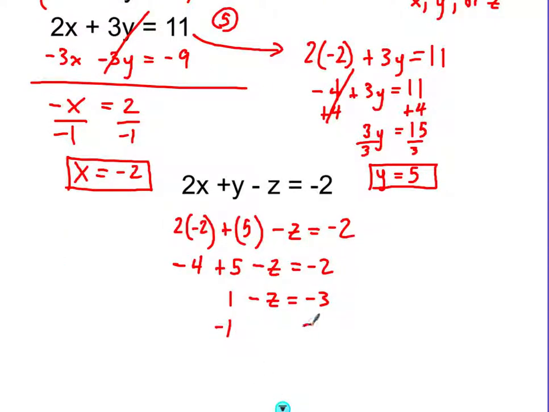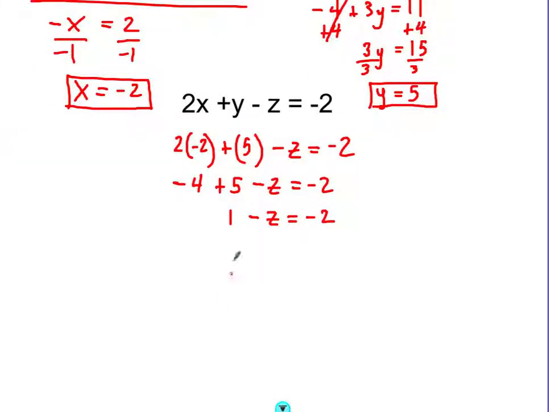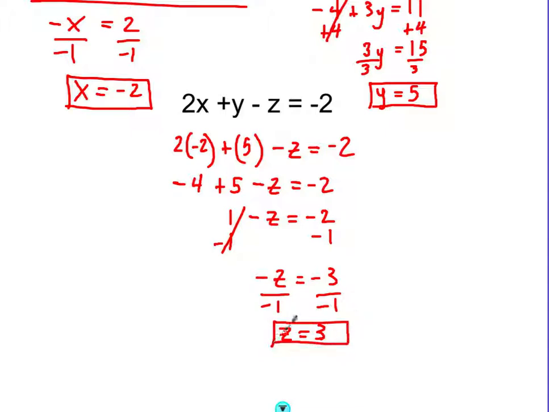Subtract 1 from both sides. Oops, this is negative 2. Okay, subtract 1 from both sides. We get negative z is equal to negative 3. Divide by negative 1. And z is equal to positive 3. Finally, we need to write the answer as an ordered triple. Negative 2, 5, and 3. So here is the final solution.